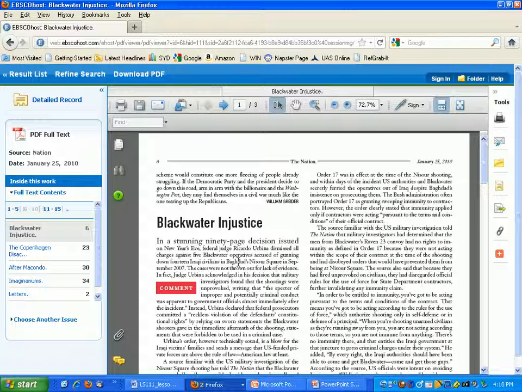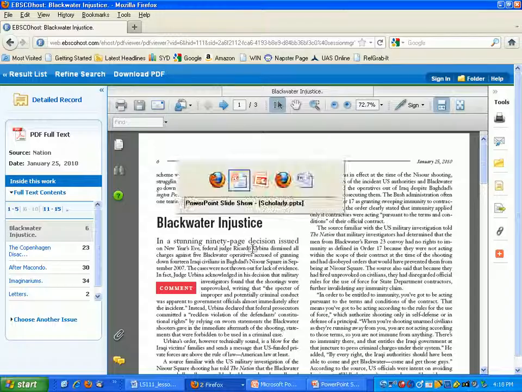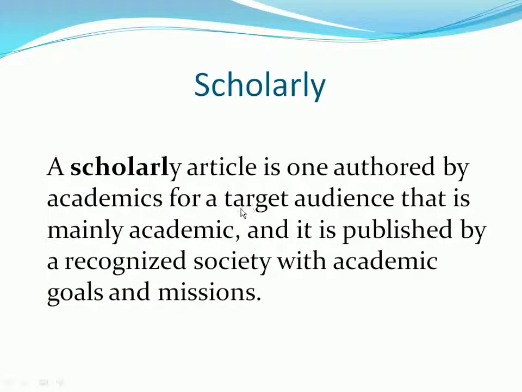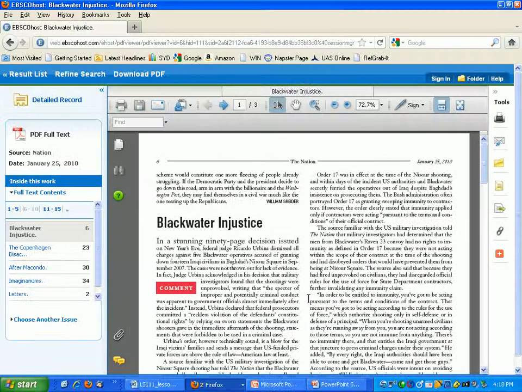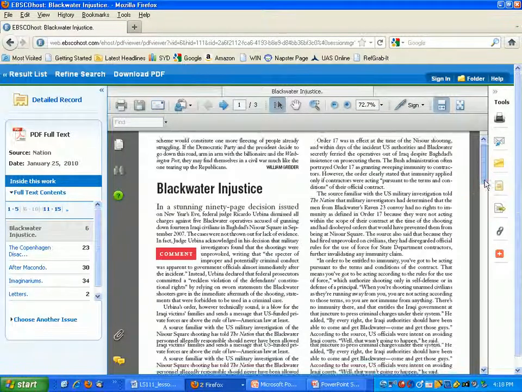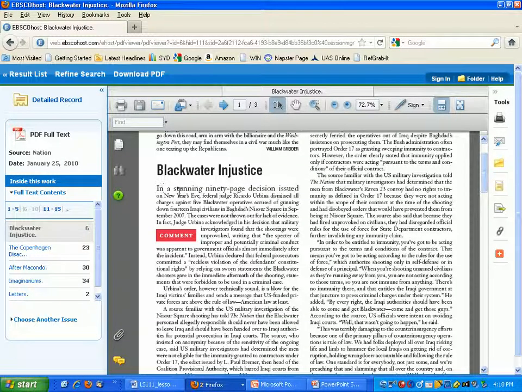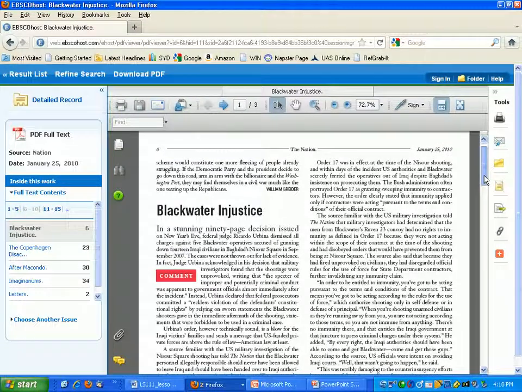So going back to our PowerPoint, a scholarly article is one authored by academics for an audience that's mainly academics. And it's published by a recognized society in a journal. This is published in The Nation, which isn't a journal to my knowledge. And if I just start to read it briefly, "in a stunning 90-page decision issue, the investigators found that the shootings were unprovoked." Okay, the article doesn't seem that scholarly in nature in terms of the tone of the article.